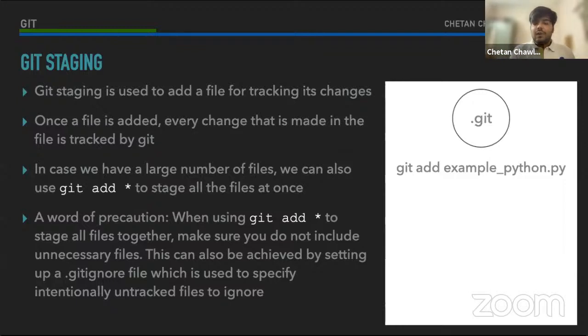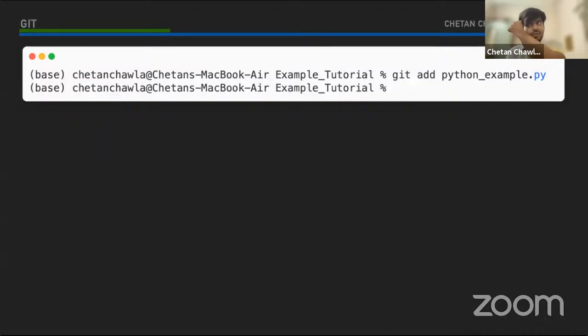And so for now, we will be doing what is on the right side. So we will be adding our example python.py file. So I'll just write git add example python.py, and let's see how that goes. So I have here added git add python example.py, and that's all. It does not give any output.